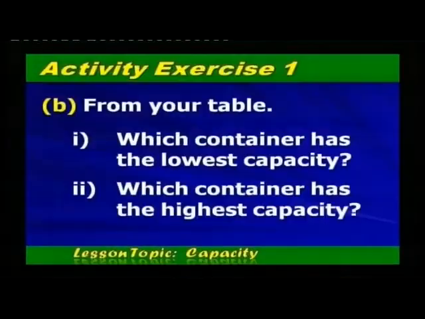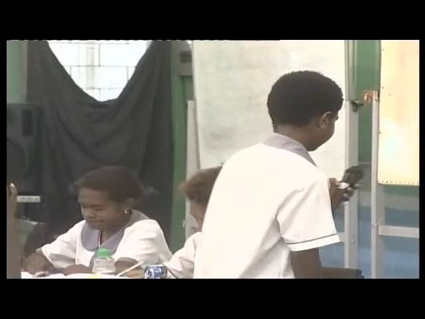Which container has the highest capacity? We have two containers that have the same capacity. So the two of them have the biggest capacity. And what is the capacity? 330 milliliters. All right, thank you very much. Let's give two big claps to this group. 1, 2.